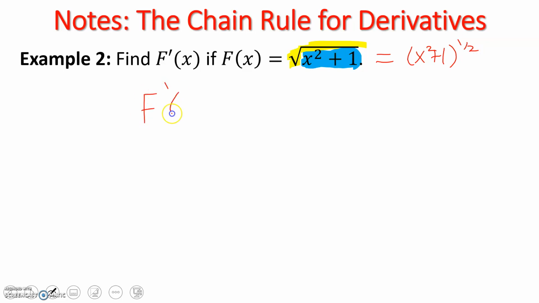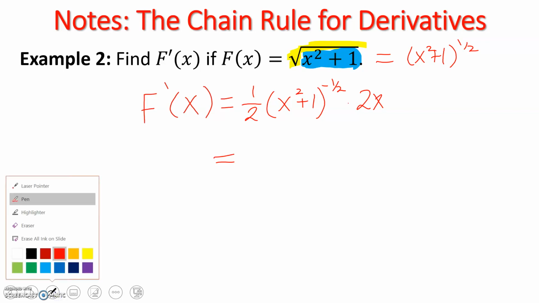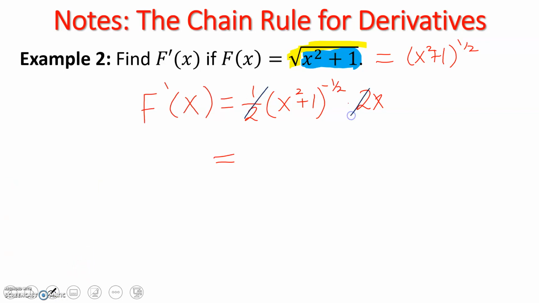That way, when I take the derivative, I'm going to take the power rule of the outside function. So that's going to become 1/2 times (x squared plus 1) to the power of negative 1/2. That's the derivative of our outside function, times the derivative of our inside function. Derivative of x squared plus 1 is 2x. And then if we simplify this, 1/2 times 2, those cancel each other.